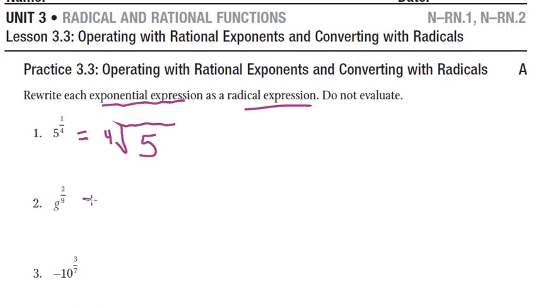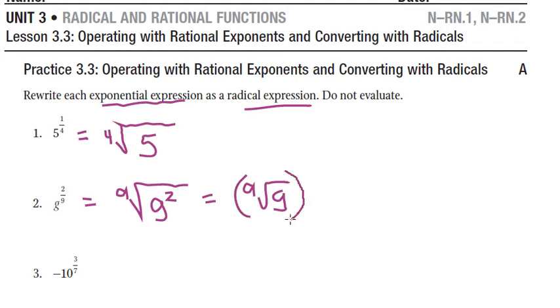So in the second problem, I've got g. I've got 2 in my numerator. That's going to be my power of g. My denominator is my root. So I'm going to have a ninth root here, and it's going to be the ninth root of g to the second power. Now, it would take 9 g's to pull one out, so that's all I can do there. Another way to say that is to say that we have the ninth root of g, raised to the second power. So those are equivalent statements.